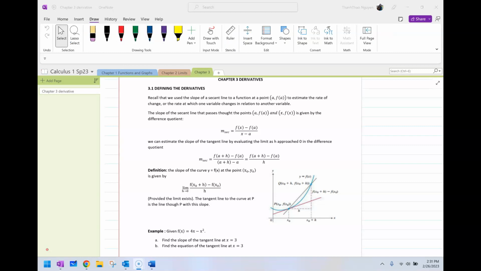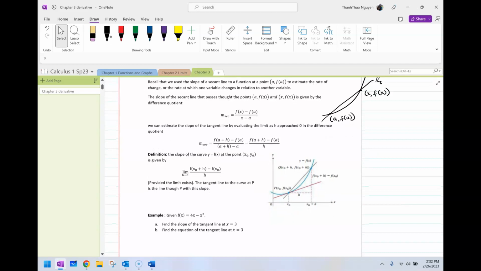So say you're given a curve, and this is the secant line, and the two points are A, f of A, and x, f of x. Then the slope of the secant line is given. We can estimate the slope of the tangent line by evaluating the limit as h approaches 0 of the difference quotient. So this is the difference quotient.